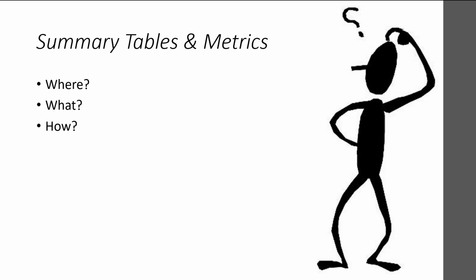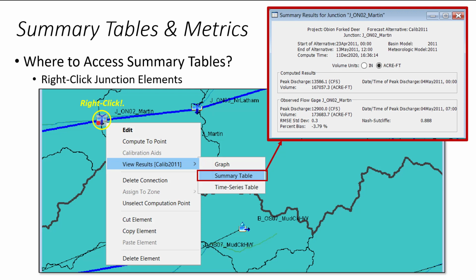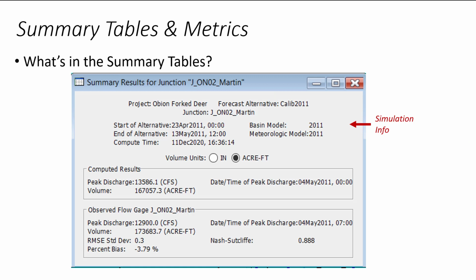Moving on, let's talk a little about summary tables and metrics that are available within HEC-HMS. We'll look at where they're located, what useful information they have, and how you can use that information. Where are the HMS summary tables located? Summary tables can be found at every junction element within HMS by right-clicking on the junction element, selecting View Results, and then Summary Table.